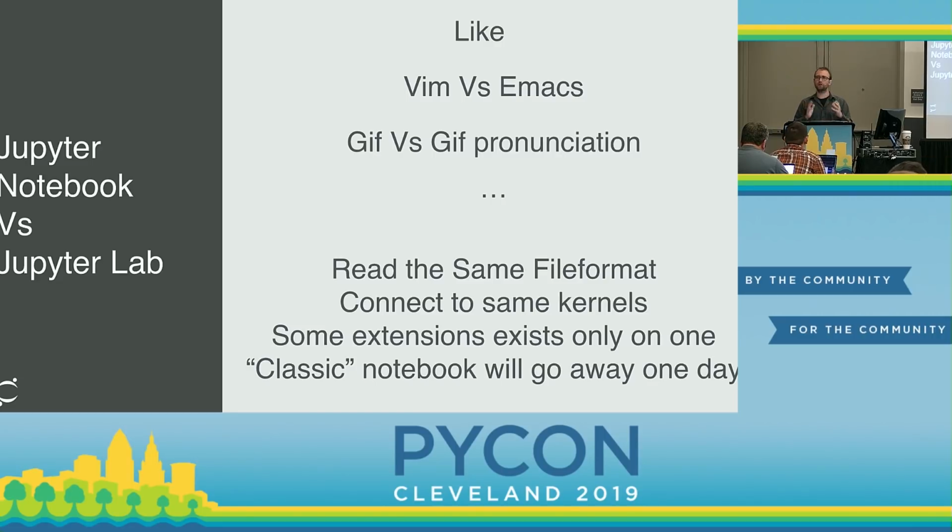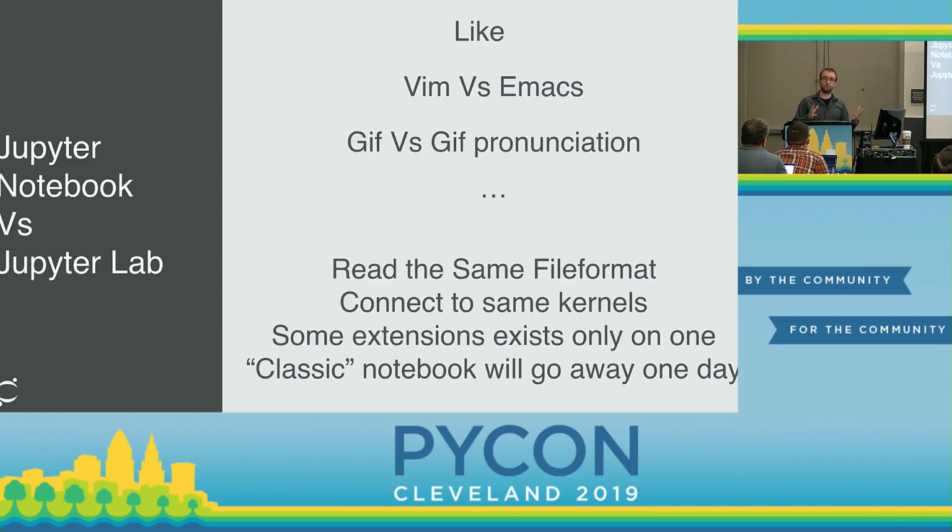Why do you want to use one or the other? It's more like Vim versus Emacs, so left of the room versus right of the room. GIF versus GIF. It doesn't really matter. You can work with each other. You should be friends. They read exactly the same file format. So if you have a file in JupyterLab, it will work in Classic Notebook. If you have a file in Classic Notebook, it will work with JupyterLab. They can connect to the same kernel. There are only some extensions that exist for one and not the other.